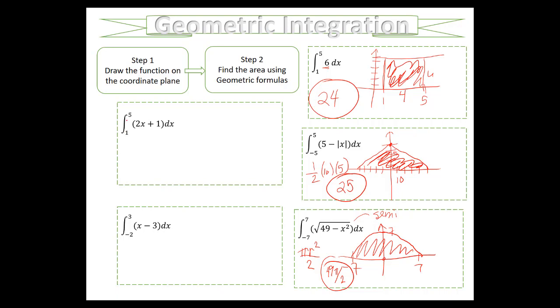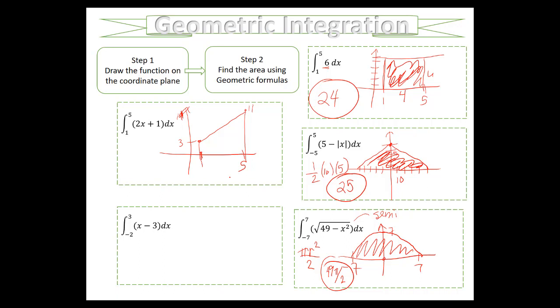The next function here, 1 to 5 of 2x plus 1. I'm going from 1 to 5. I know it's going to be a line. If I plug in 1 first, that gives me 3. And then I'm going to 5. If I put 5 in there, that's 10 plus 1 is 11. So that's at 11. If I draw this, this is what I have. This is at 11 here. So this is actually a trapezoid shape. To find the area of a trapezoid, you can use 1/2 height times base 1 plus base 2.